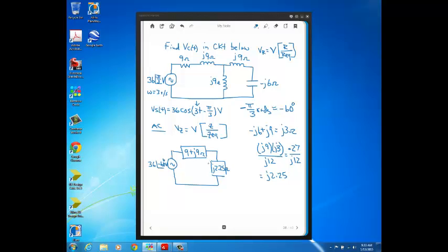So you see now I can use voltage divider to find the voltage across the j 2.25, I'll call it V1, and then once I have that voltage V1, well that's the voltage not only across this j9 but also across this series combination of j9 and minus j6. So once I have V1, I can use voltage divider a second time to find the voltage across the capacitor.